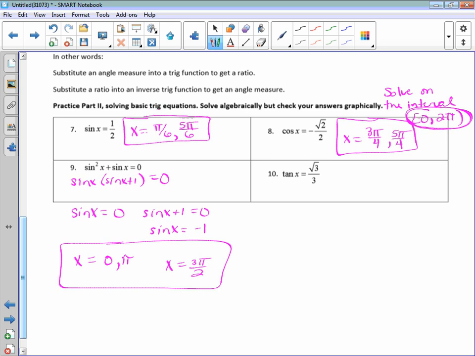All right, so then the last one, tangent. Where on your circle does tangent equal root 3 over 3? 5 over 6 and?